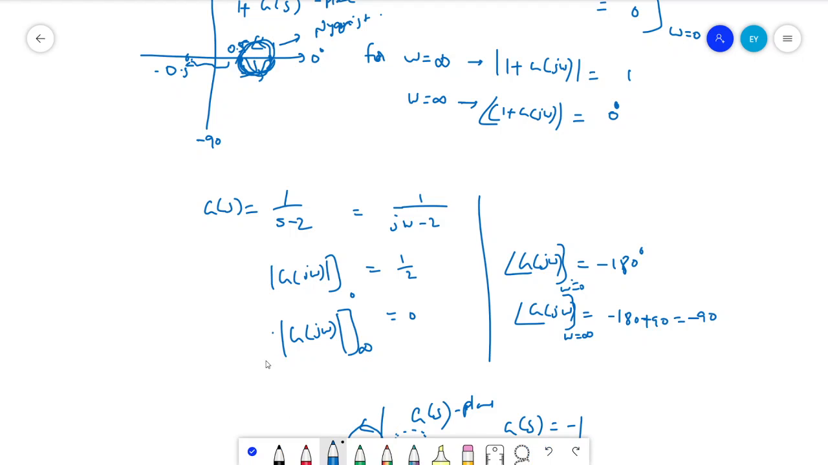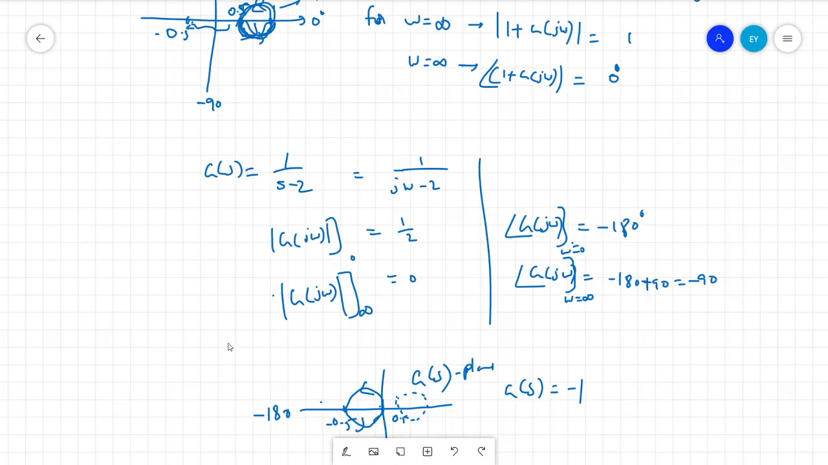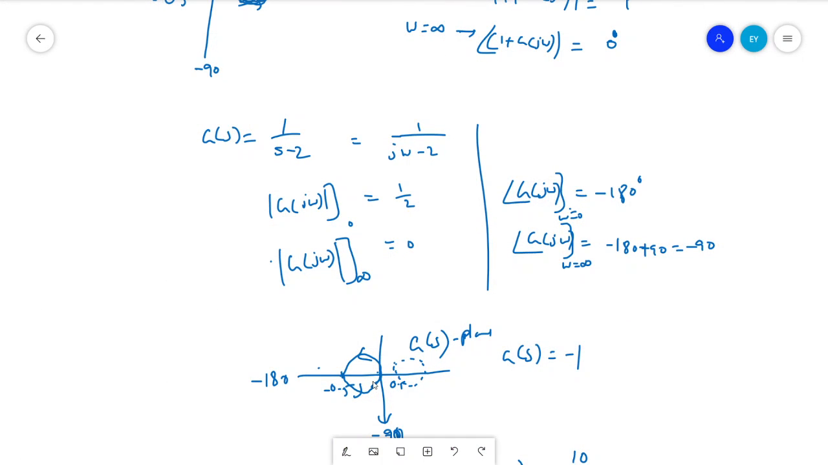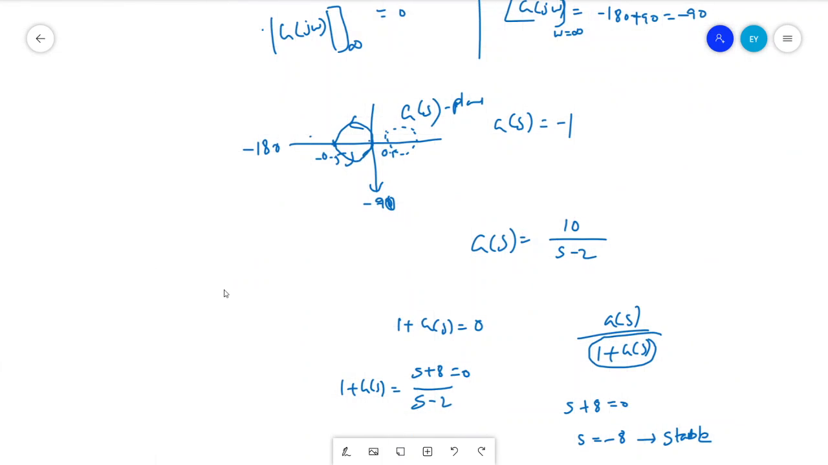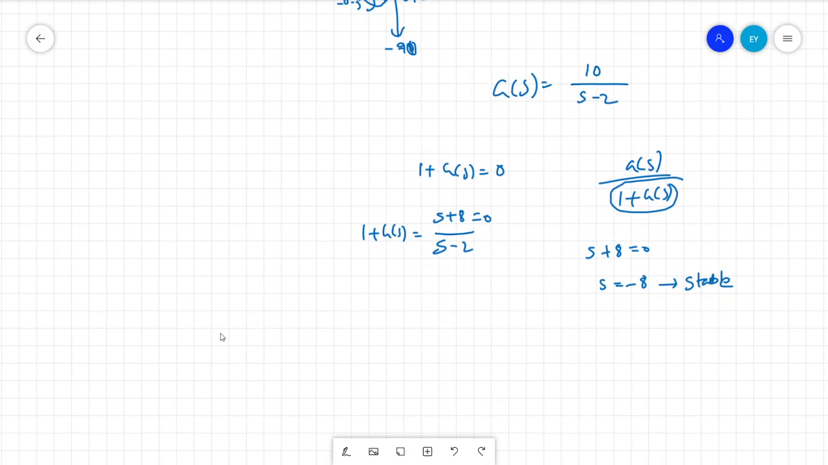What is the difference you can observe here? When it is shifted from 1 plus g of s to g of s, the encirclement also shifted with the same magnitude. It is minus 1. See, for g of s plane we got initial point as 0.5 and final point is 1. This is just a shift of the plot. Okay, so this is how the plot looks.